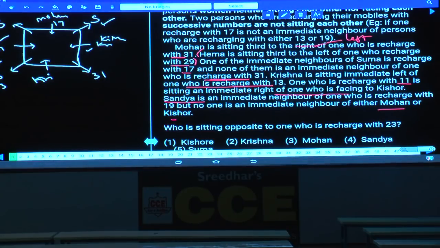Because all the remaining places are adjacent to this one, isn't it? And this Mohan and Kishore cannot be opposite to each other, and this Kishore must be in these two places only. Are you following this one or not? Now I am fixing this Kishore.